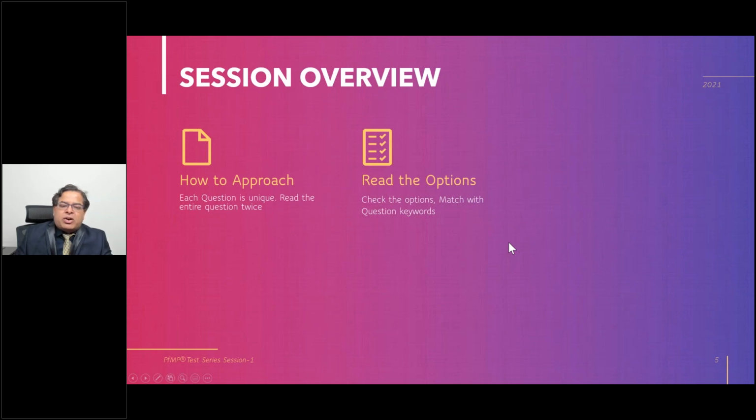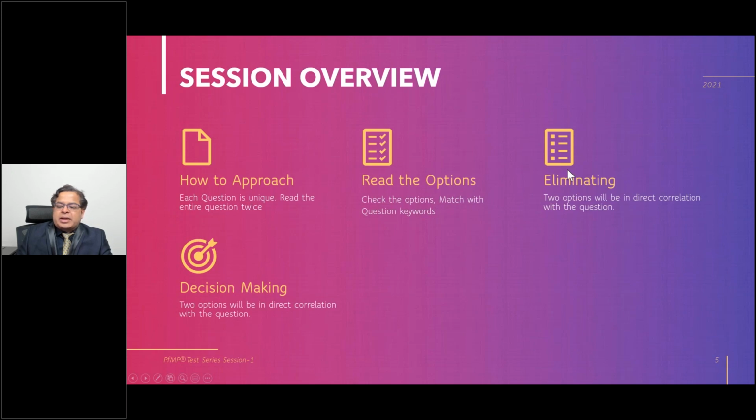Read all the options. Sometimes you feel that option A is correct, but what about B, C, or D? The other option may be better than the first one. Make sure you have read all the four options. And try to eliminate as many options as you can, as fast as you can, so you can get to the answer very easily.